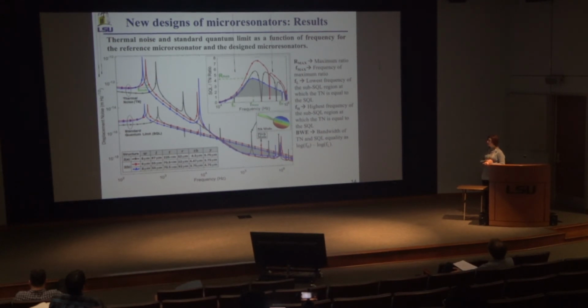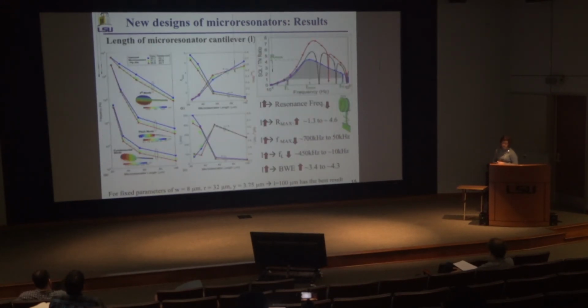Here I draw the SQL over thermal noise ratio based on frequency, which is basically this part, to make it easier for me to do a study over other geometries of the microresonator, and I define Rmax, FAL, Fmax, and FH like this. So here you can also see how much is the difference between my design and the previous design.